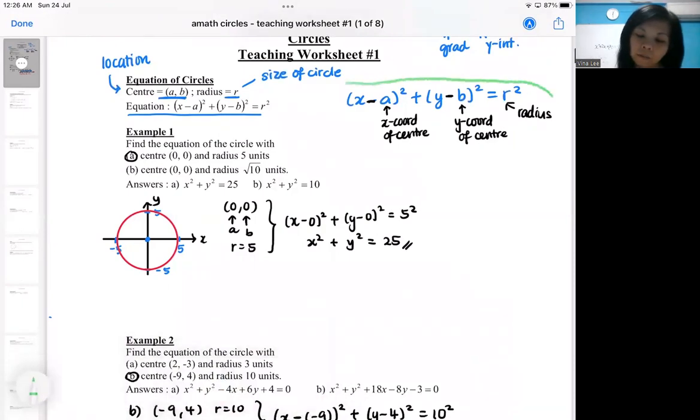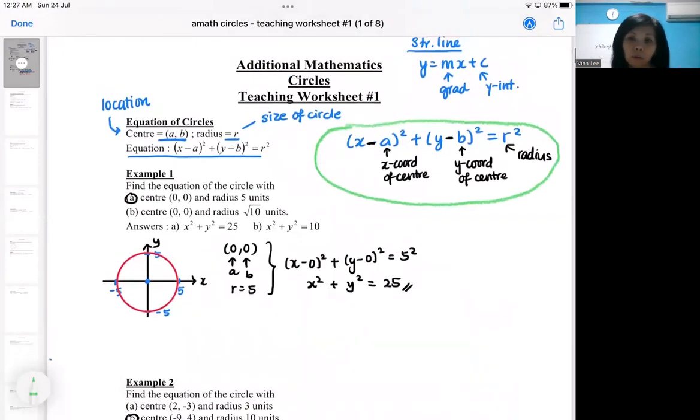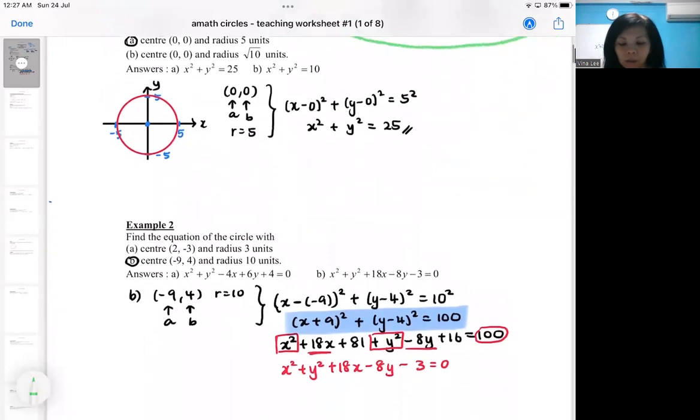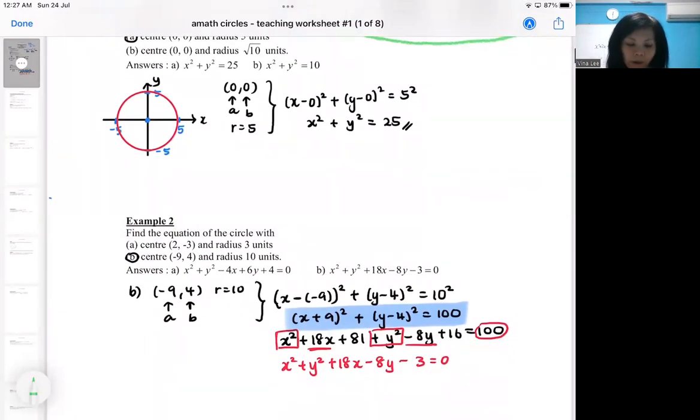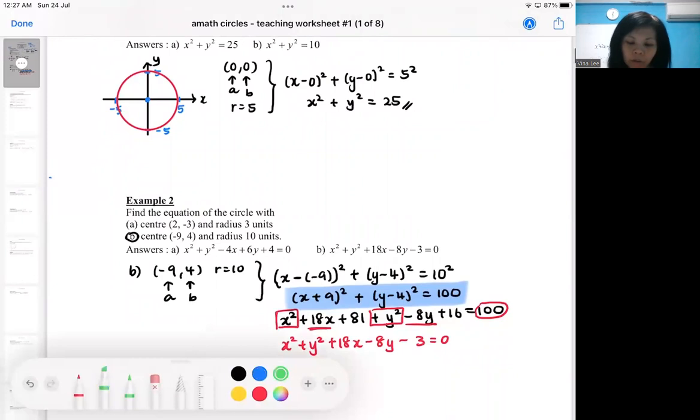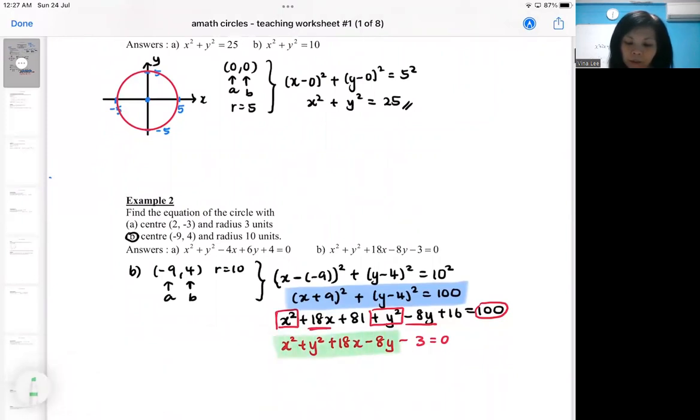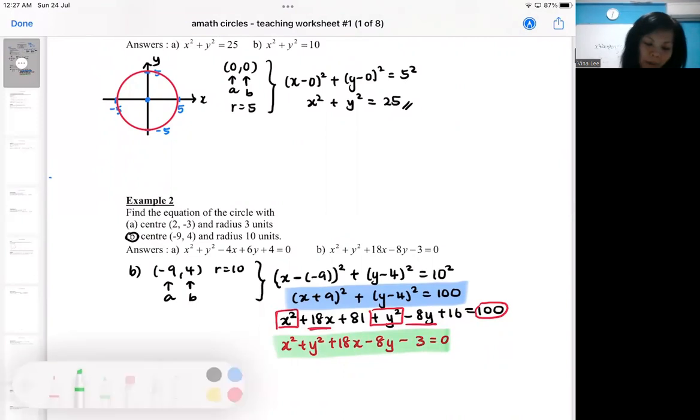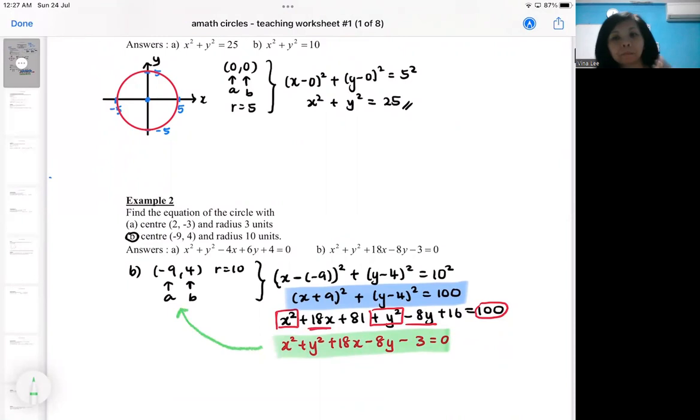So this is the format of the equation of a circle. It's just like your straight line. Once you know your gradient, you insert it. So right now I need to put in the x coordinate of the center, y coordinate of the center, and radius. The next part will be, what if I have given you the equation in this format? Will you be able to work backwards to tell me the center? This will also be a requirement.